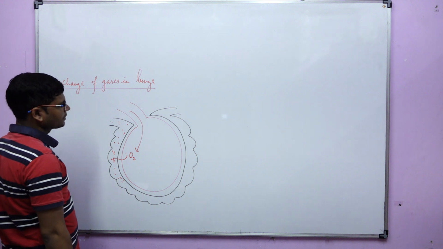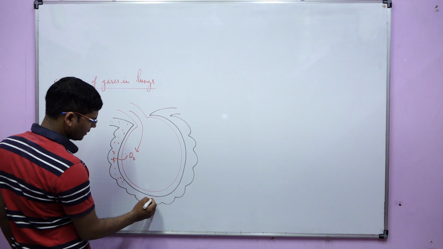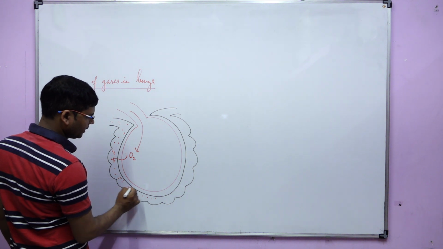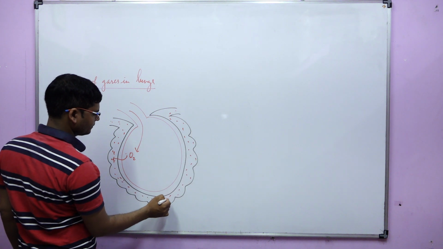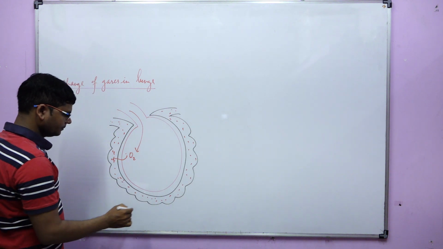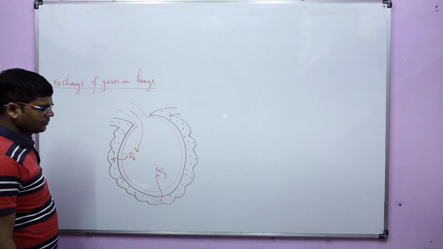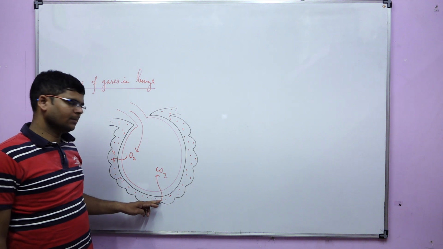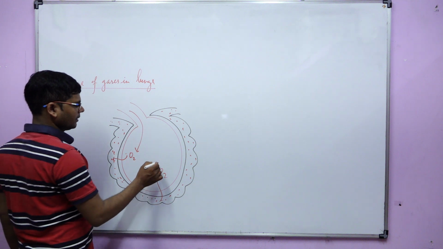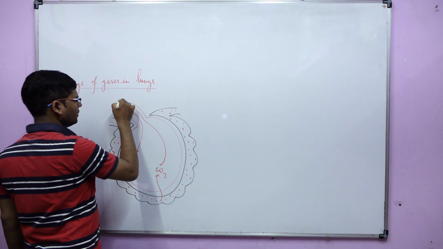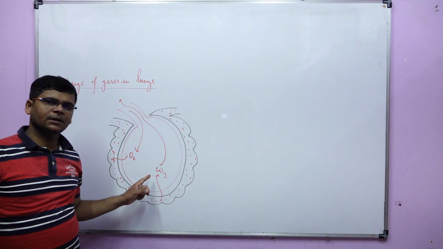Reverse to this, carbon dioxide is more in the blood capillaries. So carbon dioxide will diffuse from the blood capillaries into the alveolus, and then it will move out. So here we need to understand why this happens.